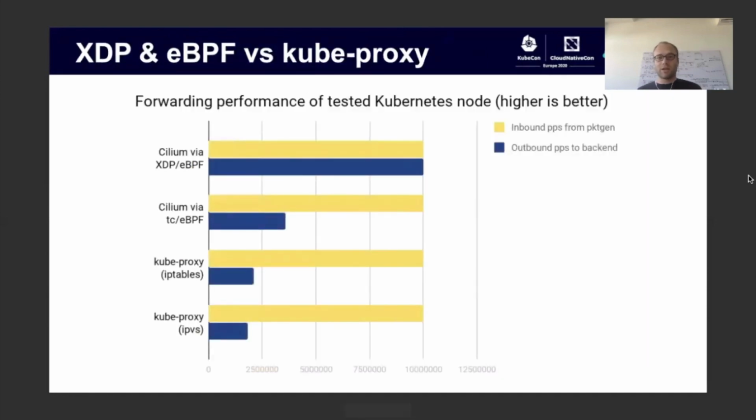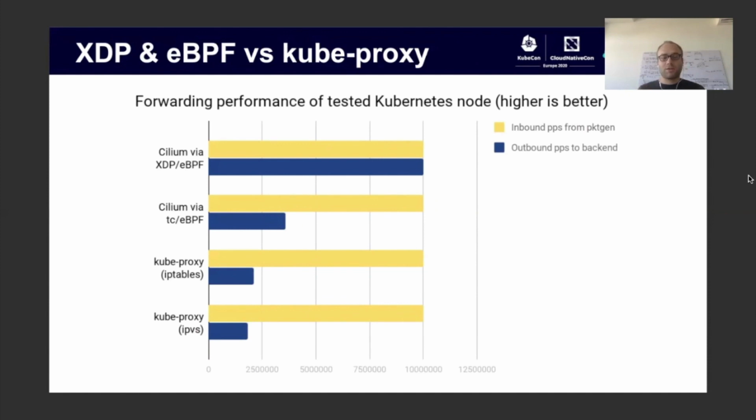So how does it look in numbers? We did a performance comparison of XDP and eBPF as well as kubeproxy. We had two bare metal nodes, and we pushed as many packets as possible from one node to another with the packet generator. So we had a load of 10 million packets per second, and we looked at how much those different systems, BPF versus kubeproxy, would be able to handle under this load.